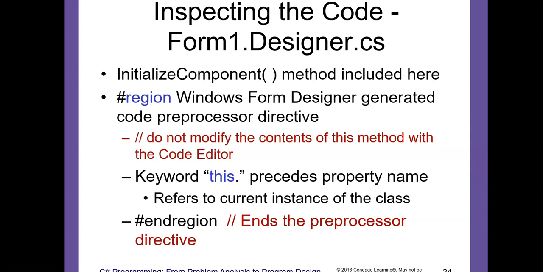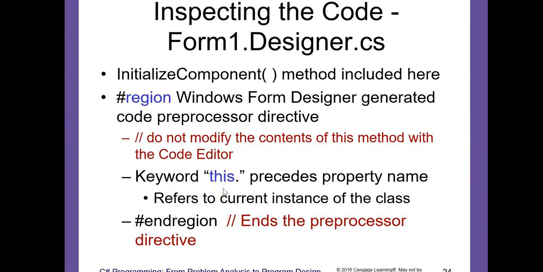Inspecting the code from Designer.cs, the InitializeComponent method is included here in a region. Regions mean an area of the program that is responsible, in this case, for the Windows Forms Designer to generate for us. All of this code, we don't do anything with, because it is already generated by the application itself. But we need to understand what's going on. By the way, there is a keyword called this.